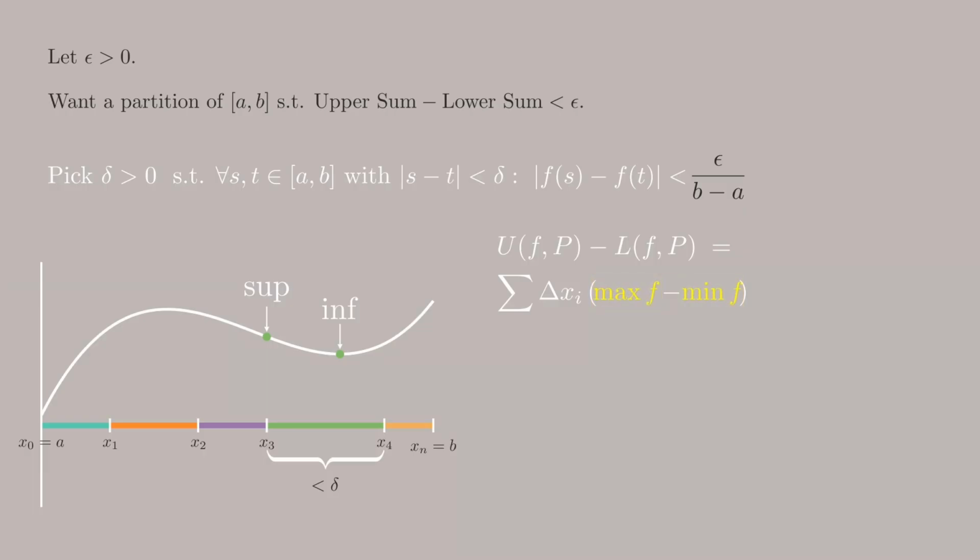Anyway, the point is that when we take the difference between the sup and the inf of the function on each subinterval, we're subtracting two actual function values in that subinterval, and since the x values are less than delta apart, we know that the function values must be less than epsilon over b minus a apart from each other. So simplifying a bit, the right-hand side just turns into epsilon over b minus a, all times the sum of the lengths of the subintervals, which of course is just b minus a. So the right-hand side is just epsilon, and we're done.